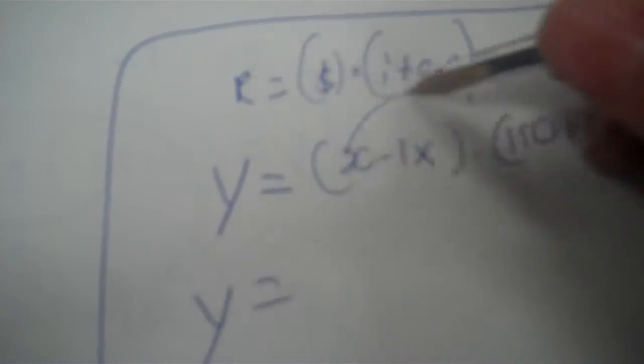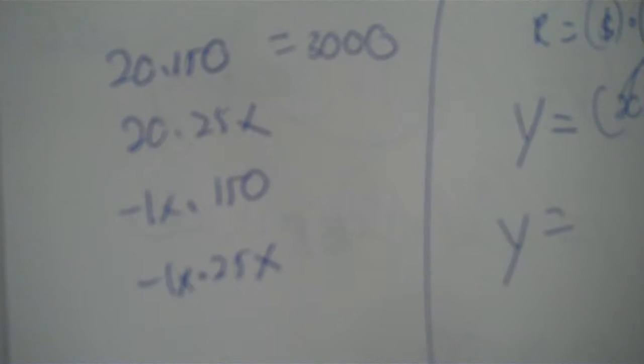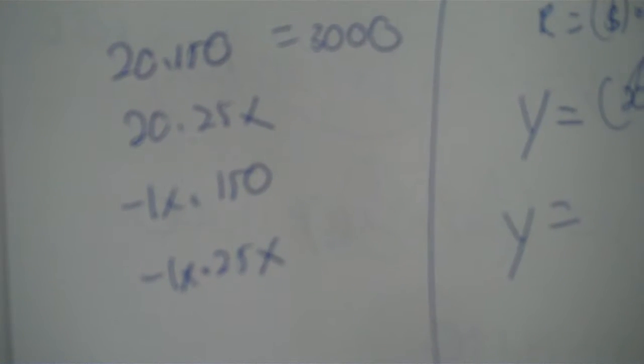Now I got to put it in standard form because right now it's in factored form. So I got 20 multiplied by 150. I've got 20 multiplied by 25x. I've got negative 1x multiplied by 150. And I've got negative 1x multiplied by 25x. Okay, so this is 3,000, sorry. Equals 500x, negative 150x, and that's negative 25x to the second power, okay?